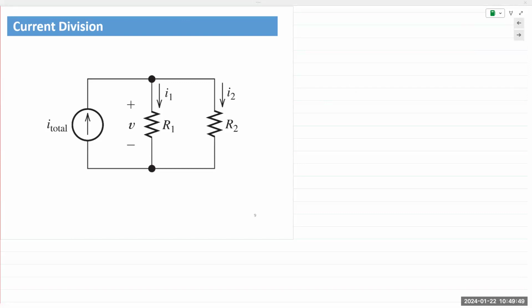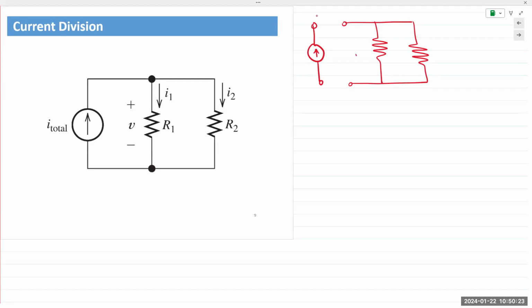So current division, similar to voltage division. It's derived from Ohm's law. The first step is to find Req. Once we find Req, we apply Ohm's law again to find the voltage and then to find the current. So we separate out the current source and we are left with 2 resistors in parallel. You can apply this to as many resistors in parallel as we want.